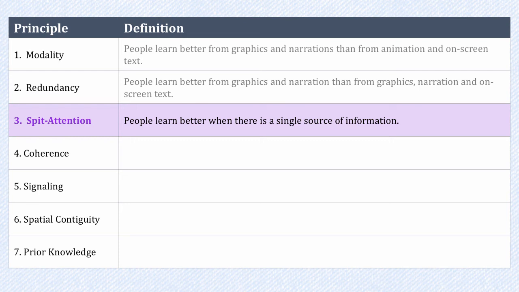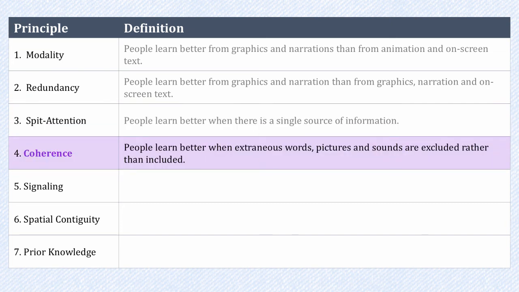You don't want to have learners, for example, looking at one source of information and then having to turn to the back of the book, for example, to look at something else and then go flipping back and forth. That flipping back and forth is splitting their attention, and that actually causes unwanted extraneous cognitive load. So whenever possible, use a single source of information.